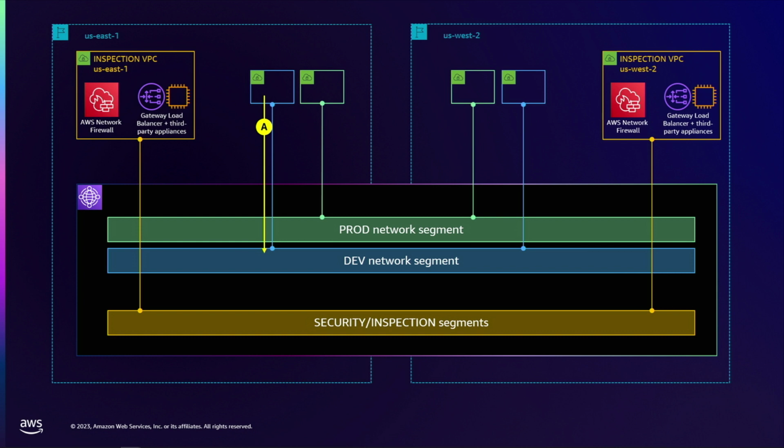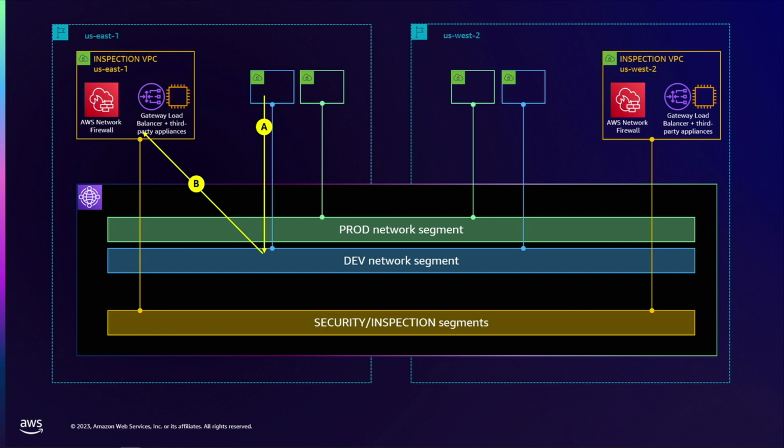So we have a resource in a dev VPC that wants to talk to a resource in a production VPC. You have a route pointing to the core network. It lands on the core network. Because it is mapped with the dev network segment, it does a route table lookup. It finds a route pointing to the inspection VPC. The packet gets routed to the inspection VPC, where the packet gets inspected by a firewall.